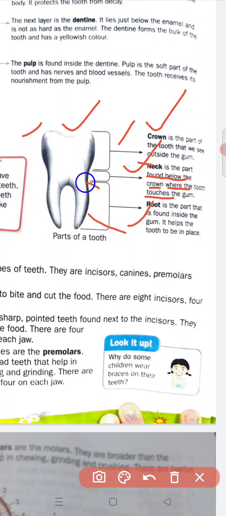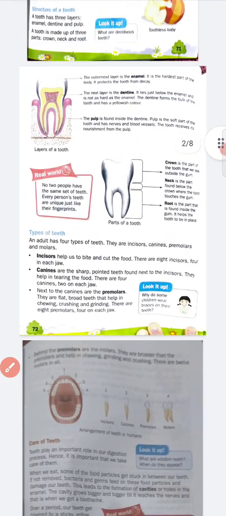And you can see, student, this is the root of a tooth, and it is the part that is found inside the gum. And you know, student, what is the function of this root? Yes, student, it helps the tooth to be in a fixed position. Like the plant, what is the function of the root? It fixes the plant into the ground. In the same way, the root is also found inside the gum, and it helps the tooth to be fixed in the gums. Okay, so I hope you understand, student.